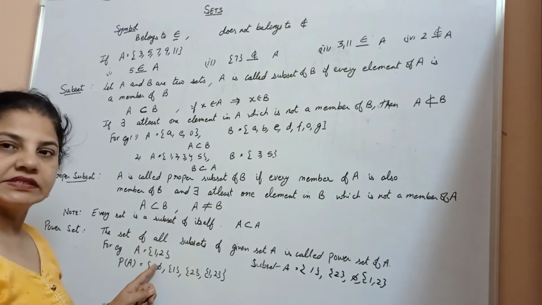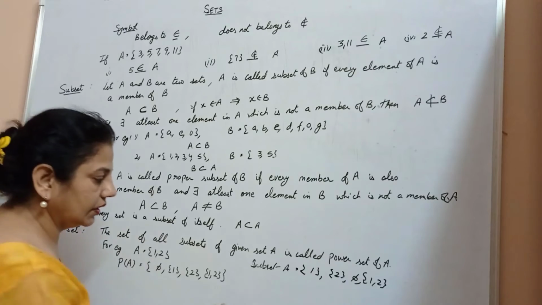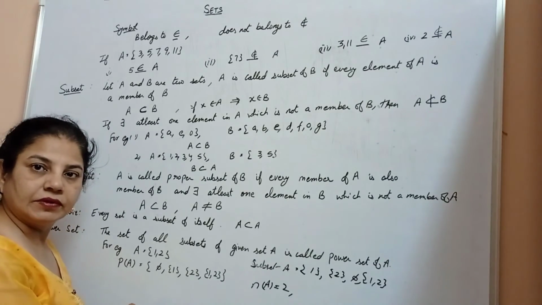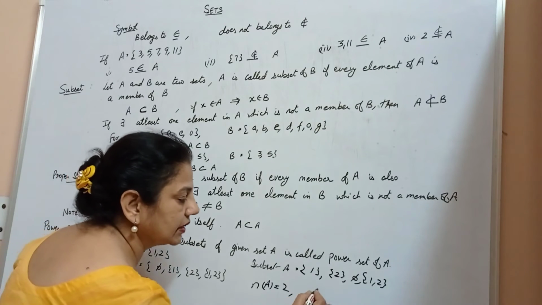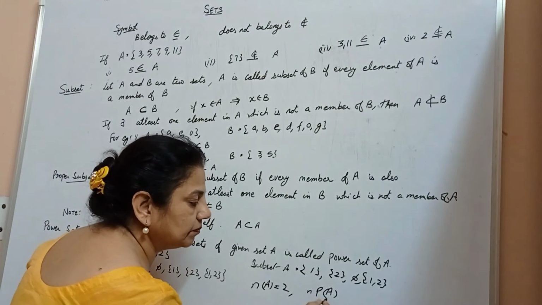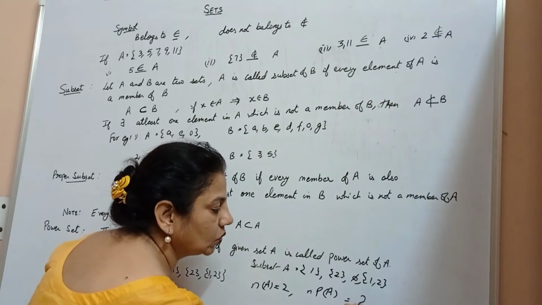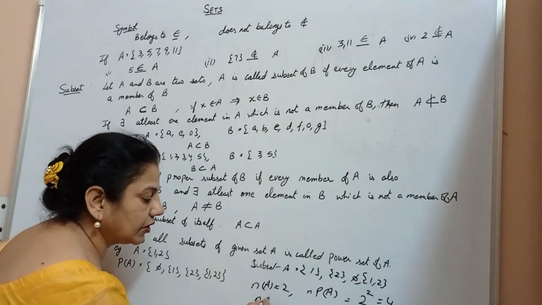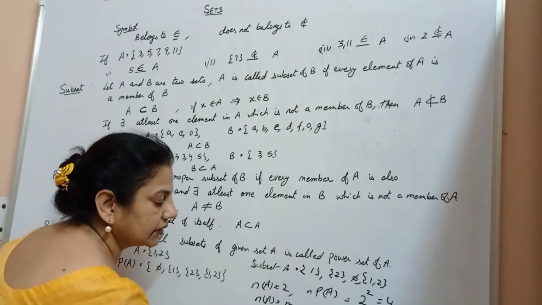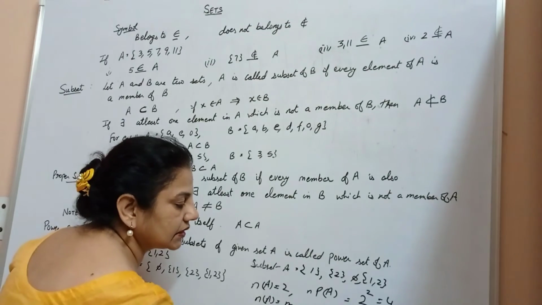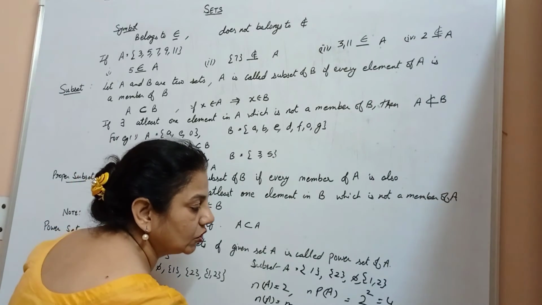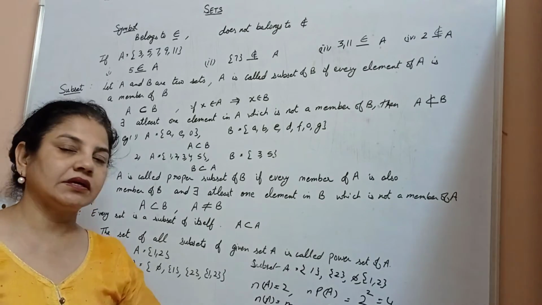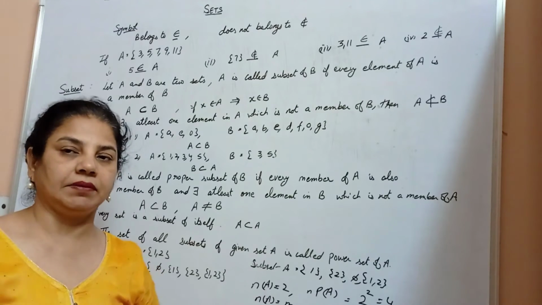The number of elements in set A is 2, so here n is equal to 2. Therefore the number of elements in the power set of A will be 2 to the power 2, which is equal to 4. In general, if set A has n elements, then the number of elements in the power set will be 2 to the power n.